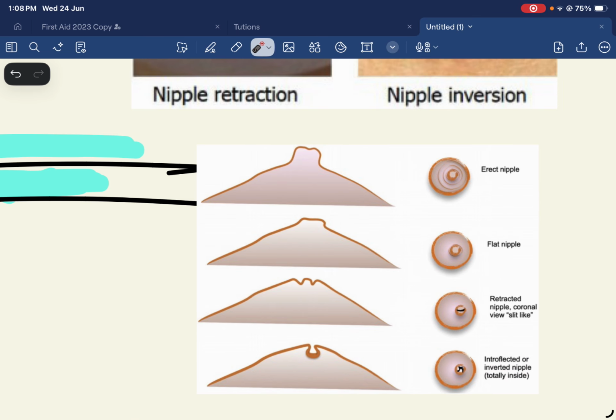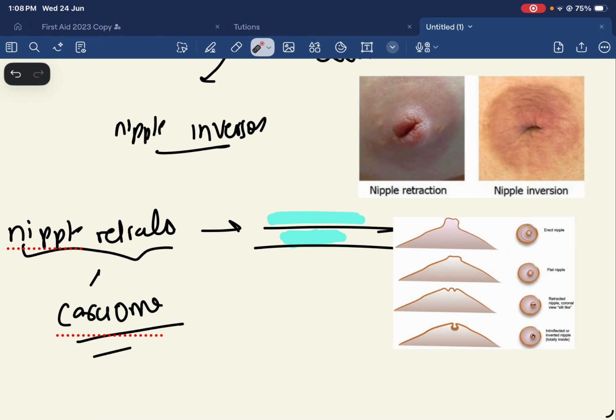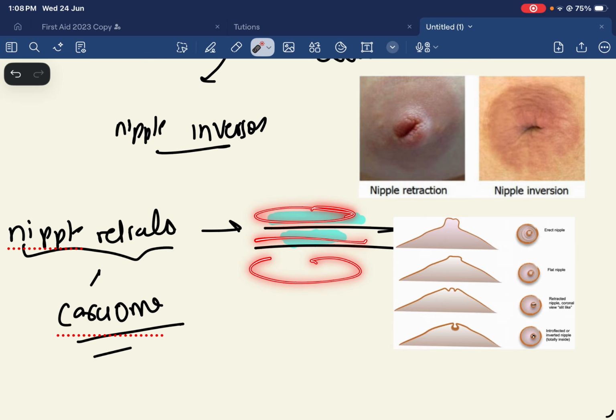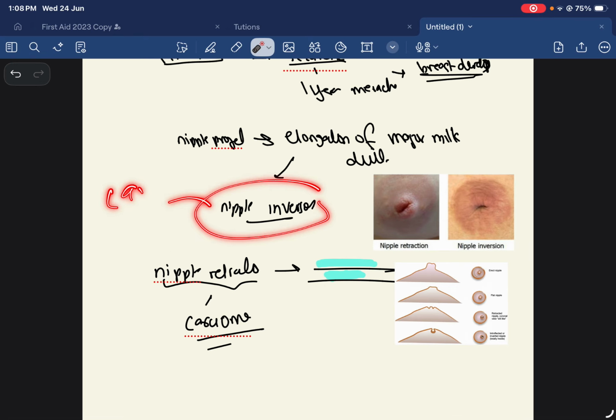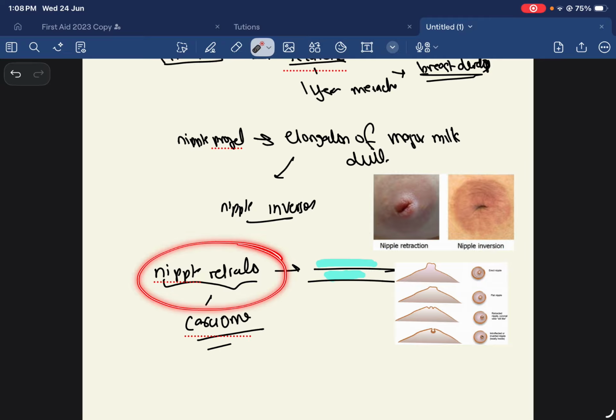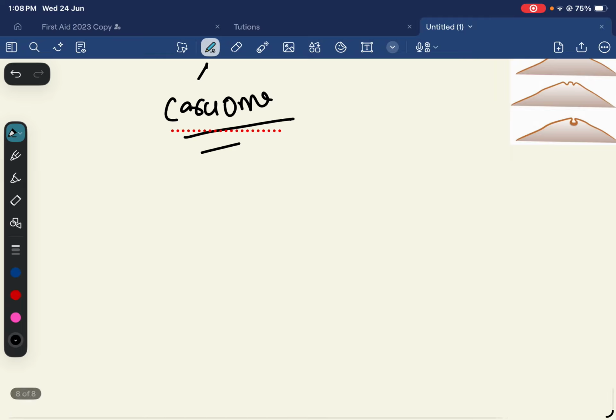Whereas this is basically your erect nipple. This is going to be the flat one, and this is the retracted nipple. The retracted nipple is why? Because there's going to be fibrosis around the major milk duct, and it could be also inside the duct as well. So nipple inversion is not indicating carcinoma. Whenever you see inversion, it does not mean that there is any sort of cancer. But for nipple retraction, there is a high chance that there could be a malignancy associated with it.